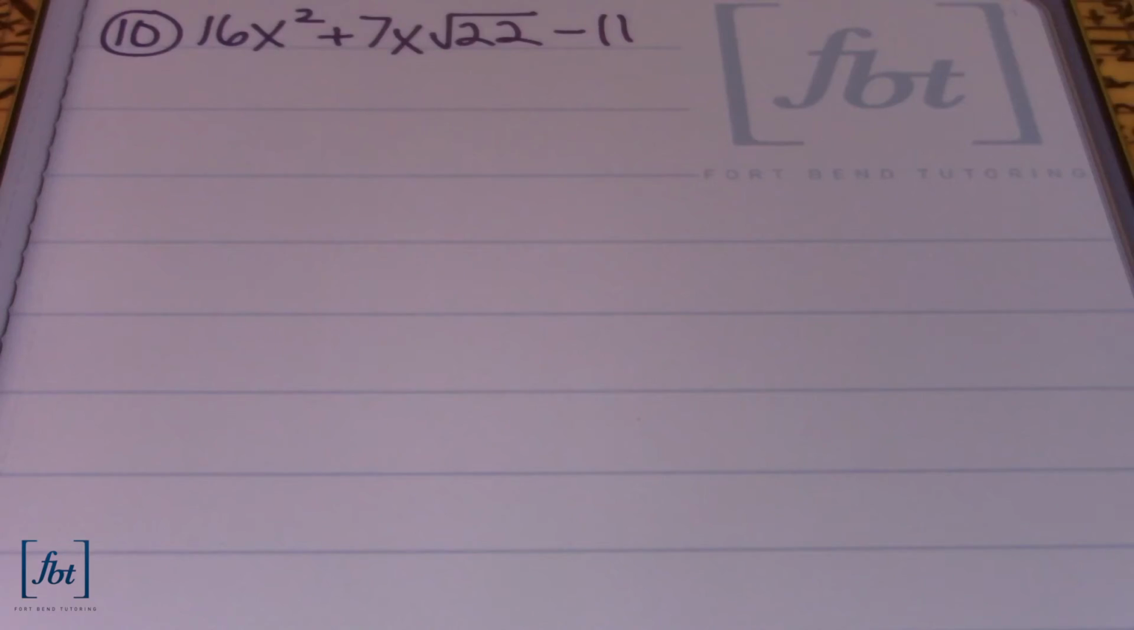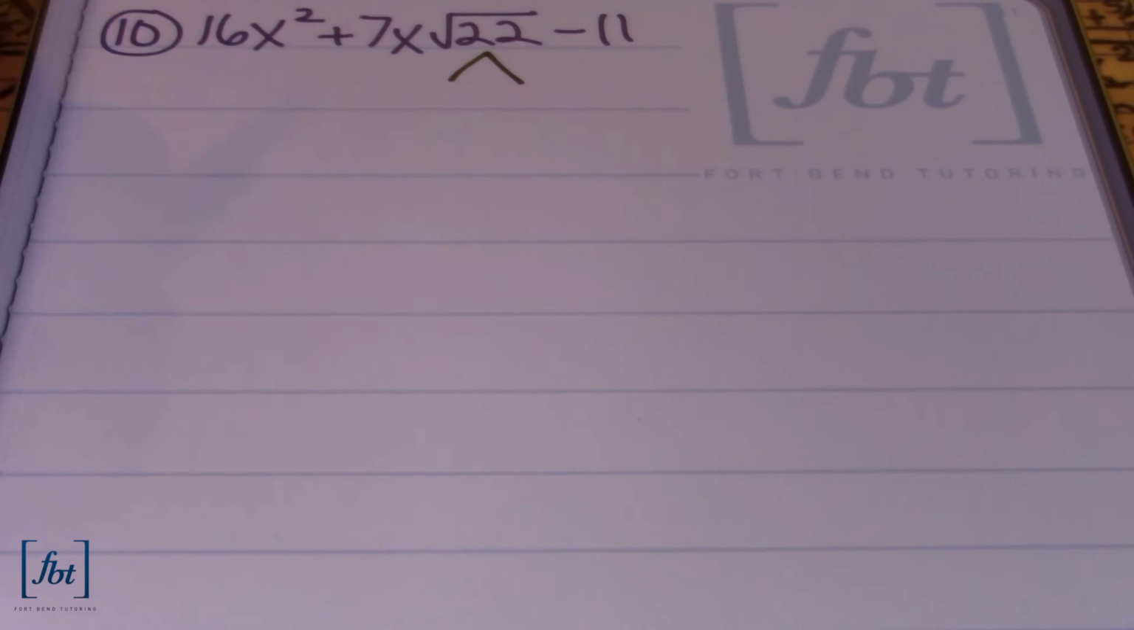Let's move on. Here we have problem number 10. This is 16x squared plus 7x times the square root of 22 minus 11. And what I see is a hot mess. Oh yeah. Well, let's break this down. Let's start with the radical. All right. We have the square root of 22, right? Well, fortunately for us, there's not too many factors of 22. You got 1 times 22 and you have 2 times 11. And that 11 there looks real familiar, doesn't it?